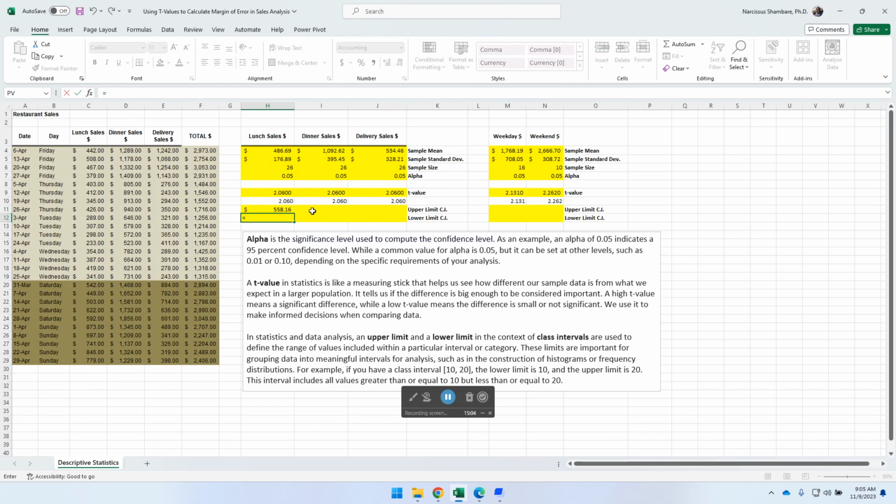So the lower limit, again, as we did on the previous one, we begin with the sample mean minus, because here we want to find the lower value, right? The lower limit minus the t-value multiplied by open parenthesis, our standard deviation divided by the square root of the sample size, closing parenthesis.